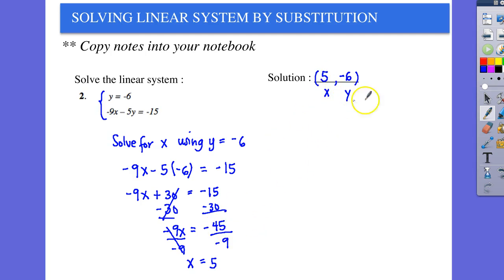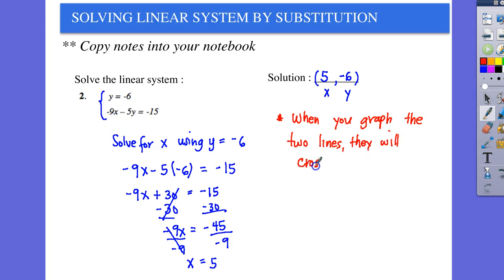What does this mean? That means when you graph the two lines, they will cross at the point 5, negative 6. Okay? All right, let's have another one.